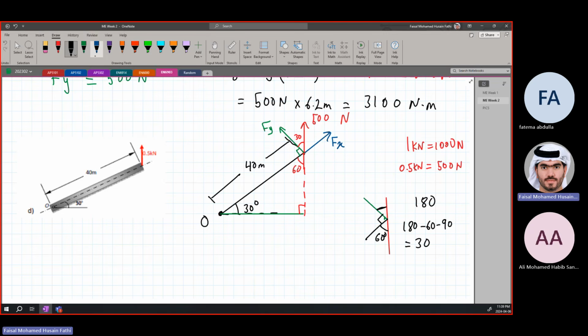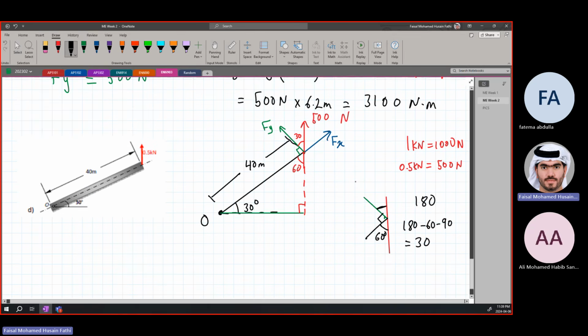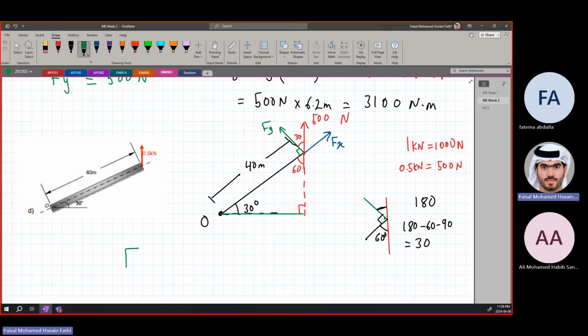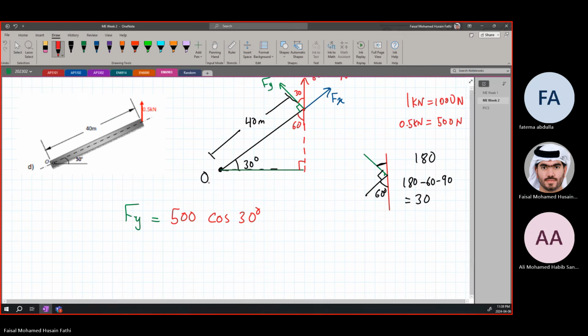So this is 30 degrees. All right. Now we can find the moment. Simply, we found our perpendicular force. We can find our perpendicular component, our force component Fy. Fy is going to be equal to... is the 30 degrees adjacent to it, or is it opposite? It's adjacent, so it's going to be cosine. So it's going to be 500 newtons cosine 30 degrees. So Fy is equal to 500 cosine 30, which is approximately 433 newtons.